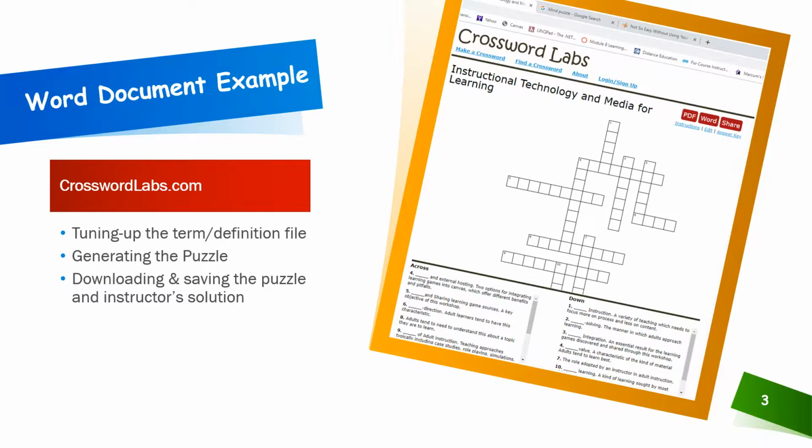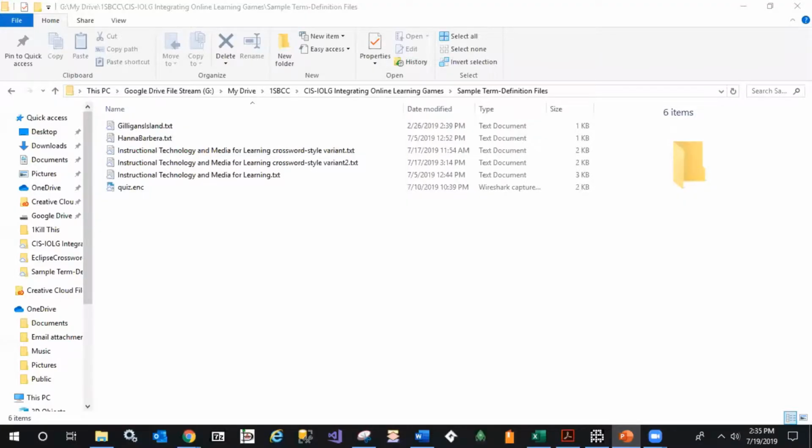In the following segment, we'll see how to tune up the term definition file, generate the puzzle, and how to download and save the puzzle and an instructor's solution. In this segment, we'll see how to create a nominally accessible crossword puzzle in Microsoft Word format using Crossword Labs. We'll start by tuning up the term definition file to optimize it for generating crossword puzzles. We'll generate the actual puzzle, and then we'll download and save the puzzle and the instructor's solution.